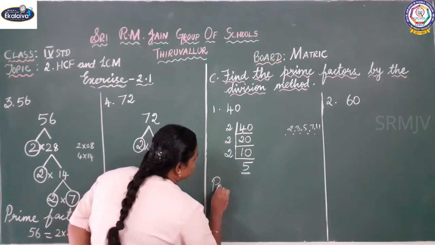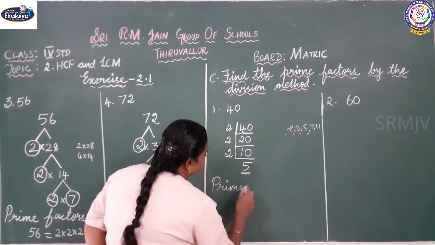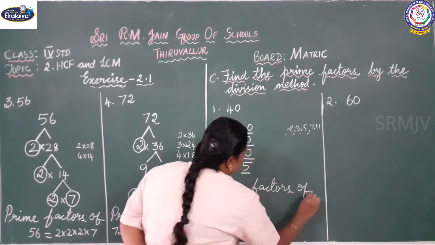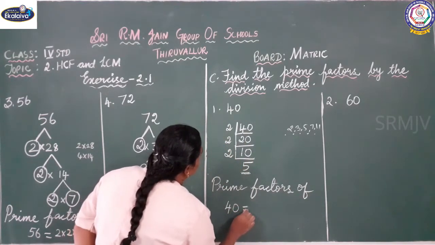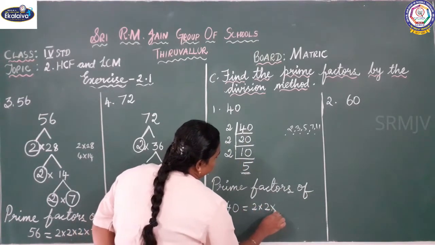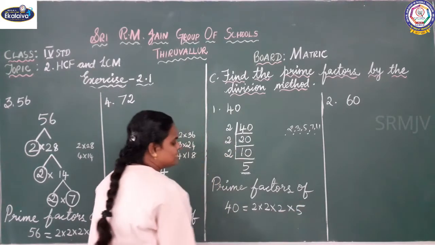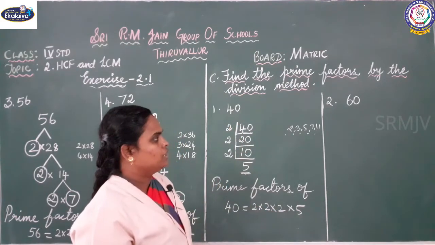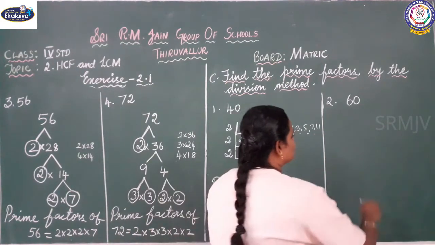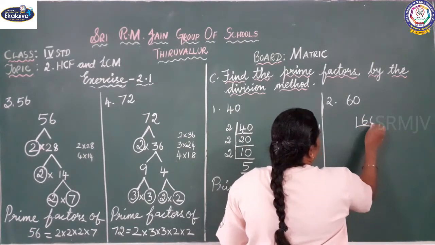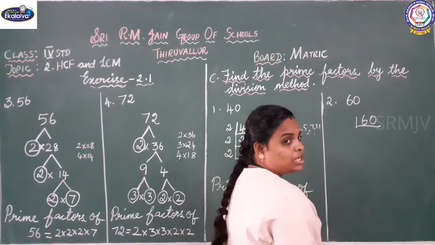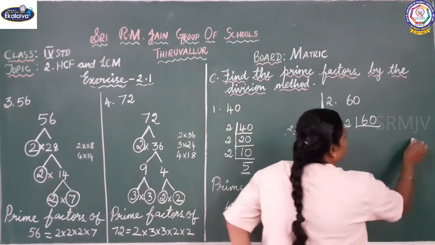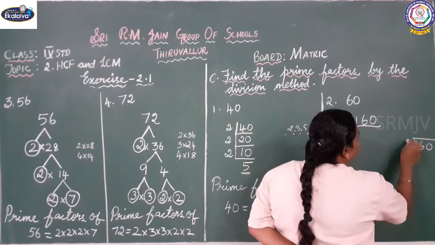So what are the prime factors of 40? The prime factors of 40 equal 2 into 2 into 2 into 5. So 2 2s are 4, 4 2s are 8, 8 5s are 40. Next one is 60. So we are going to divide 60 by the 2 table. Again we will take the 2 table, and if you want you can divide and then check.